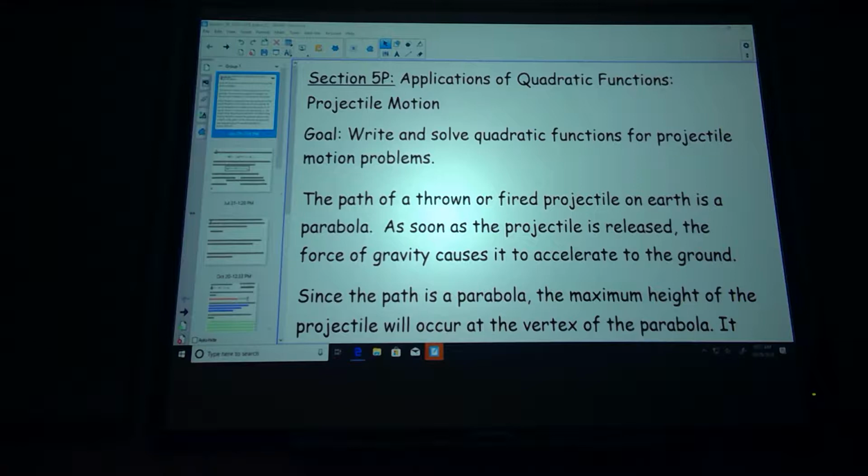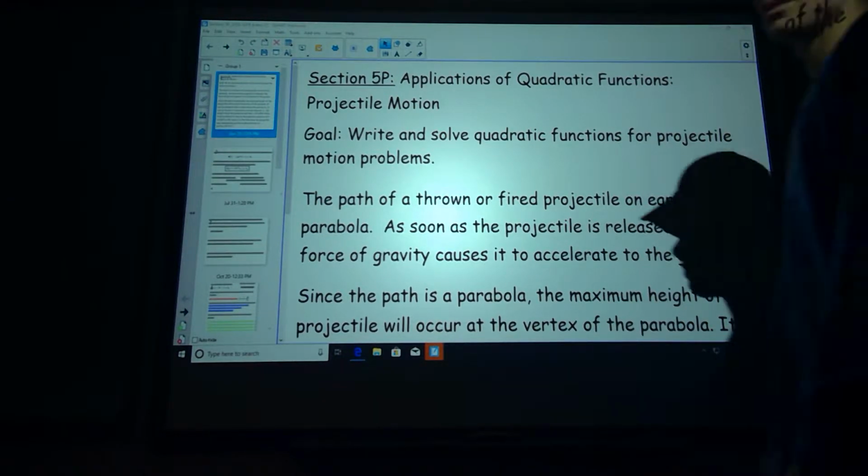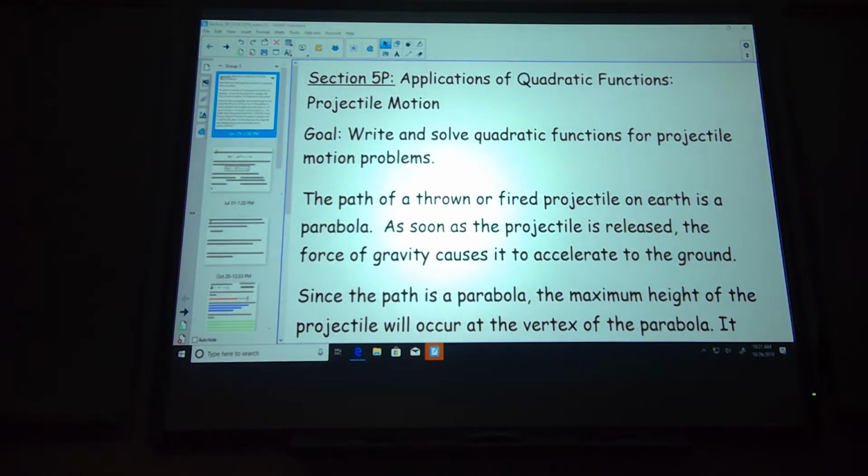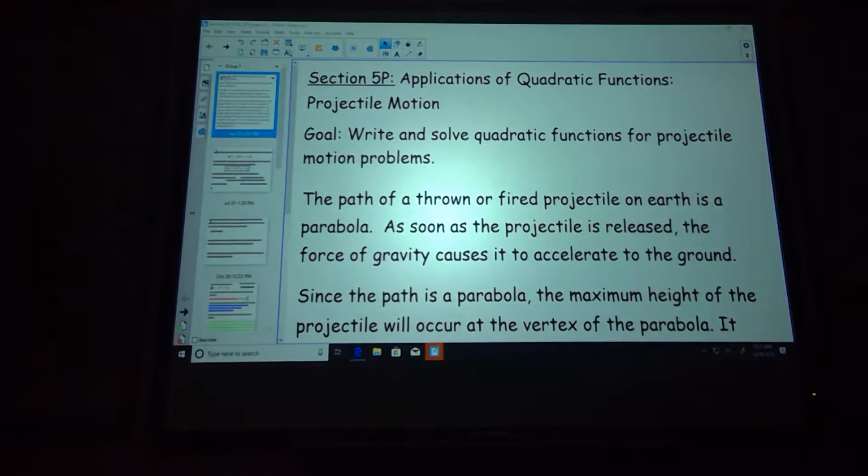They say the path thrown or fired of a projectile on Earth is a parabola. Okay, it's actually a parabola everywhere. It's just we're going to use an equation that's exclusive to Earth. It would be different on other planets because of gravitational pull. As soon as a projectile is released, the force of gravity causes it to accelerate to the ground.